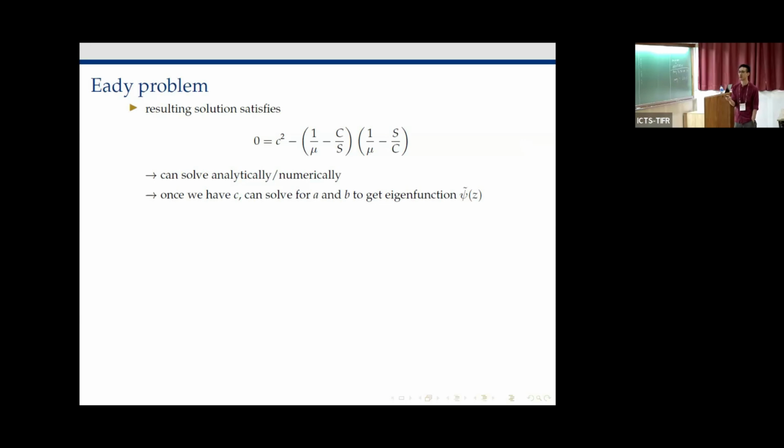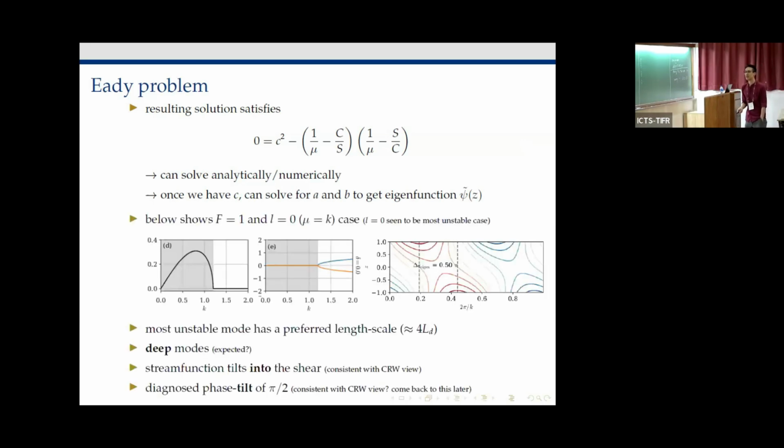You can solve this analytically or numerically, and once you have your eigenvalue, you can get your eigenfunctions by working out A and B. So you shove it back. I'm just going to show you an example. I'm going to take l equals 0, because normally the 2D modes are the most unstable.